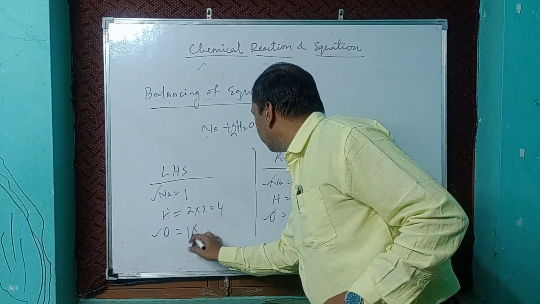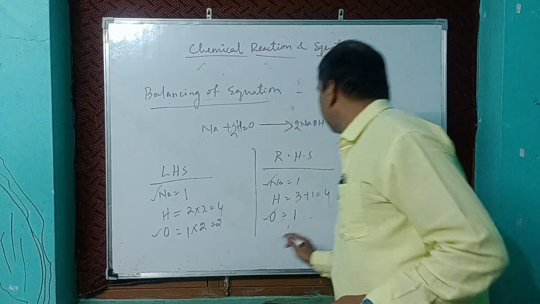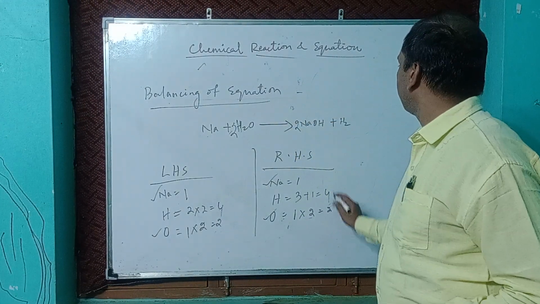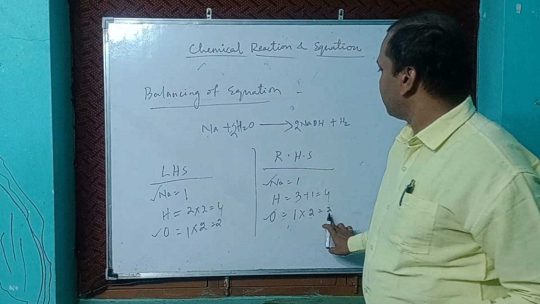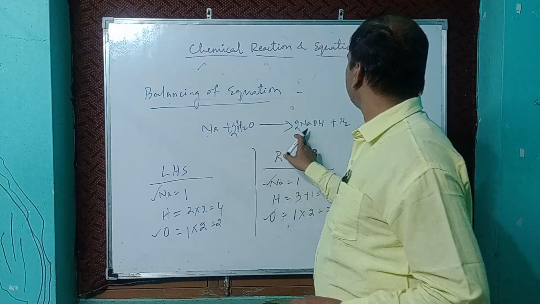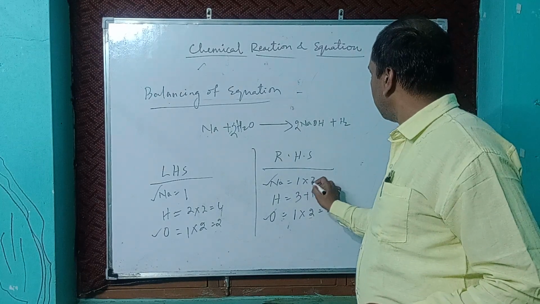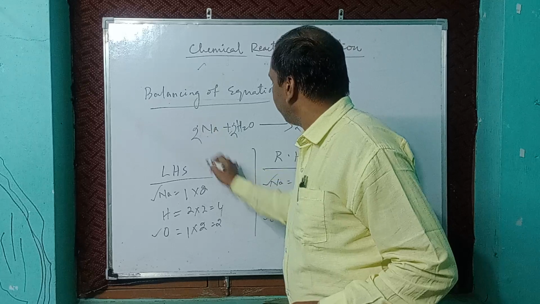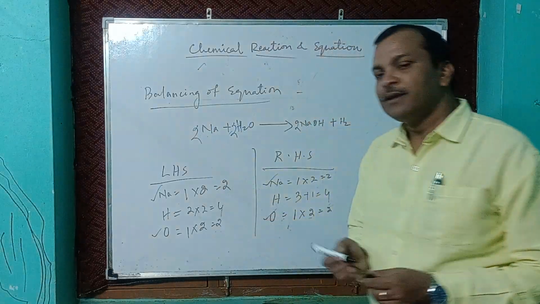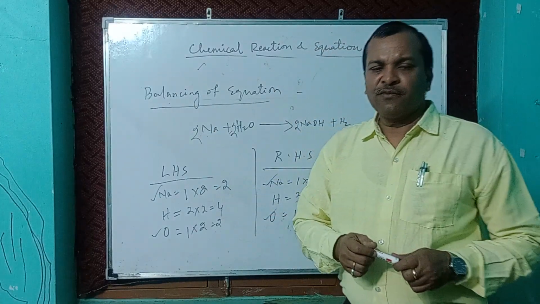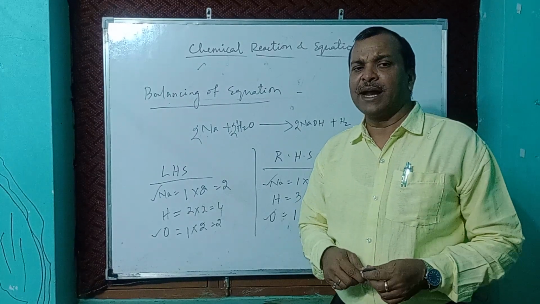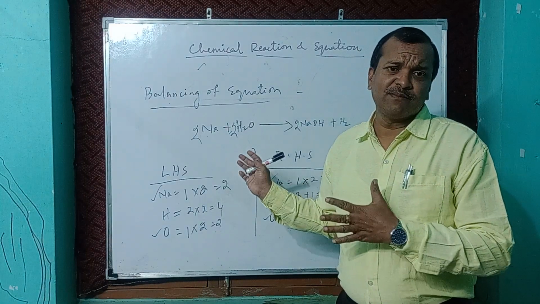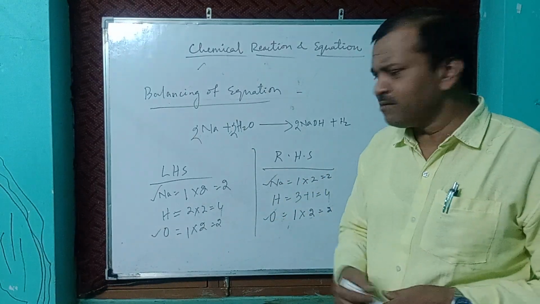Now oxygen is 2, so I have to multiply by 2 here. Okay. Now sodium is not balanced. Sodium is 2 here, already 2, so I have to multiply by 2 here. Now it is balanced. If you go and try to solve many problems, then you can solve this type of thing very easily. This is very easy actually.